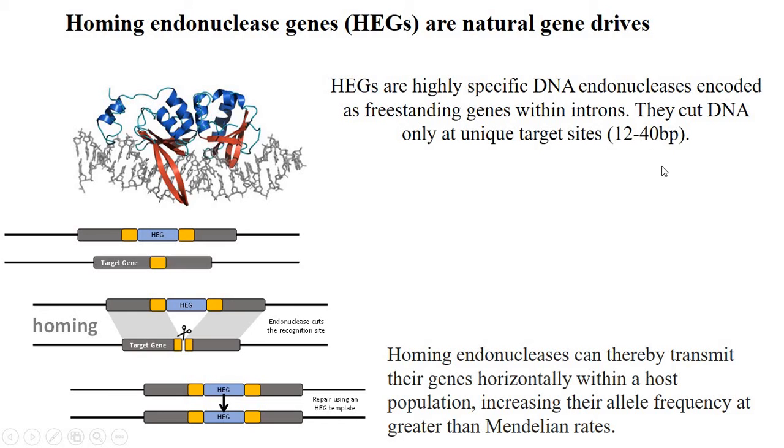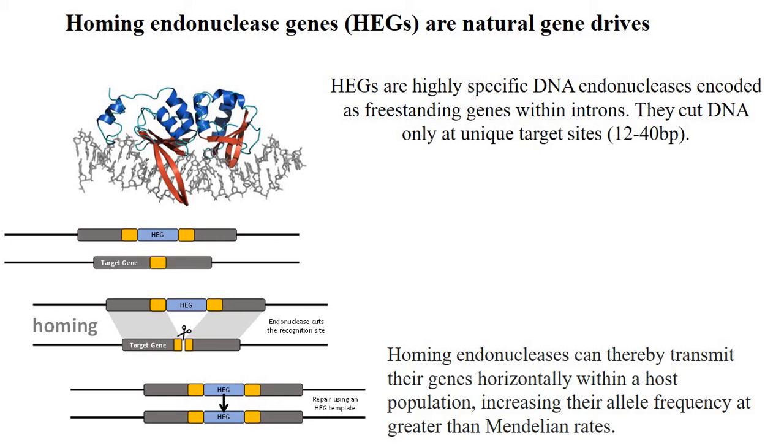These are very specific DNA endonucleases. They are encoded as their own genes within the introns. They are similar to restriction enzymes, but also different. Their unique target site is much longer than that of restriction enzymes. Restriction enzymes, remember, have a 4 to 8 base pair recognition sequence, depending on what class of enzymes they are. These homing endonucleases recognize a target site of 12 to 40 base pairs, so quite a long site.